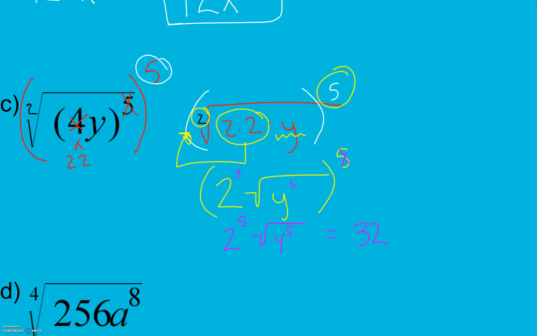And I'm going to switch from radical form to exponential form because that's what we're trying to do with these problems here. So I'm going to keep my radicand as my base. My exponent becomes my numerator. And my index, which is a 2 here, becomes my denominator. And I get 32 times y to the 5/2 power.